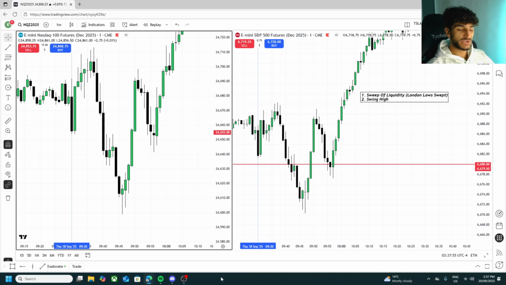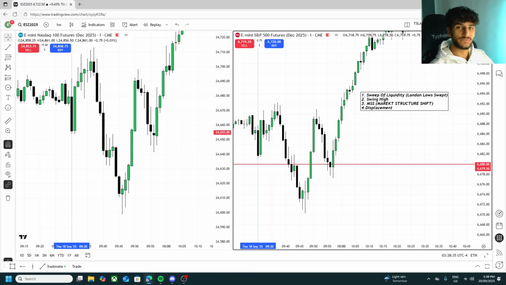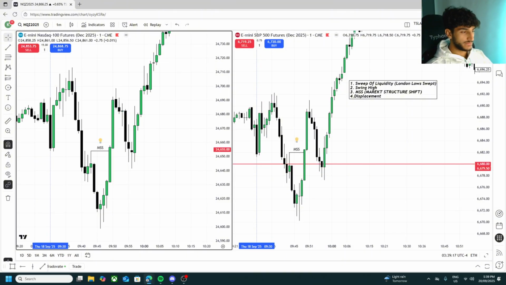As I just mentioned, it is very important because number 3 and 4 are related and are actually dependent on that swing high. Now, steps number 3 and 4 on our checklist are actually going to be a market structure shift and a displacement. Now, as you can see right here, we do get this market structure shift and a displacement on both assets, NQ and ES.